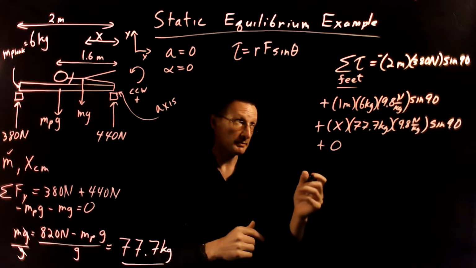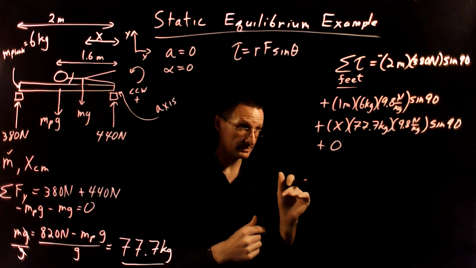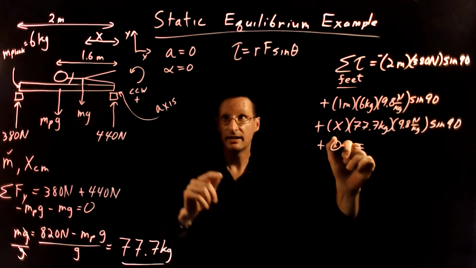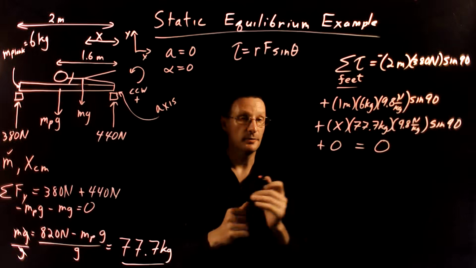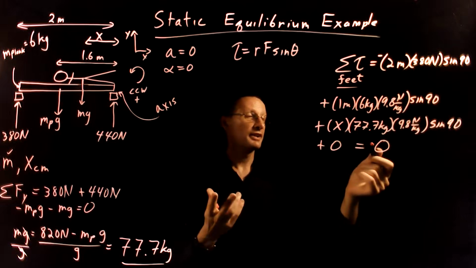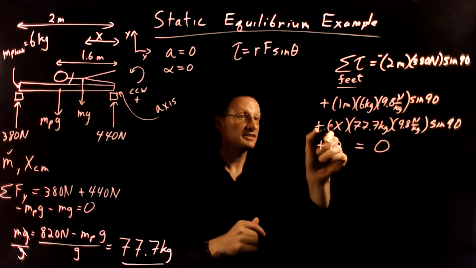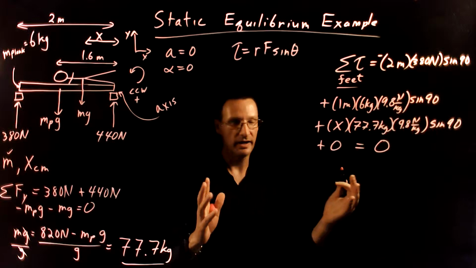Okay, so now let me take inventory. I know everything except x. So I have one equation. I haven't set this equal to anything yet. Because alpha is equal to 0, the sum of the torques will be 0. Now I have an equation and one unknown, so I can solve this for x. Now I'm going to drop all the sine 90. They're just 1.